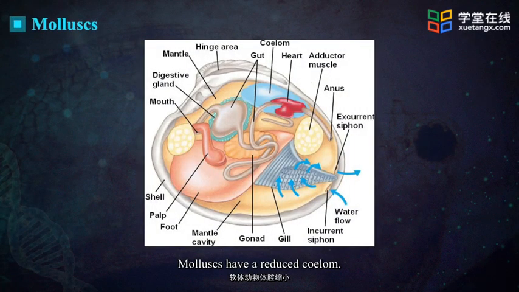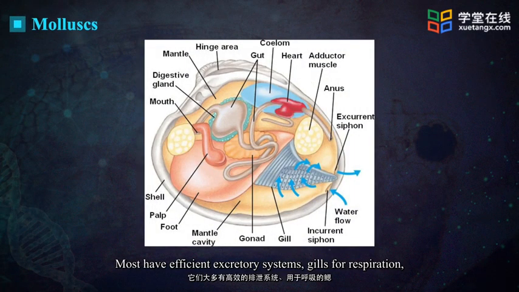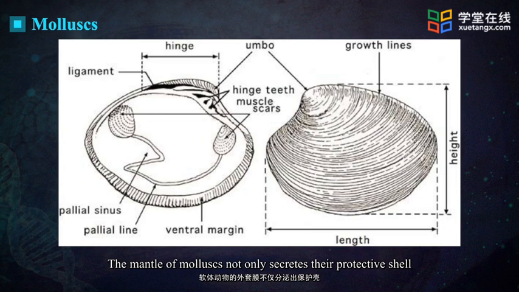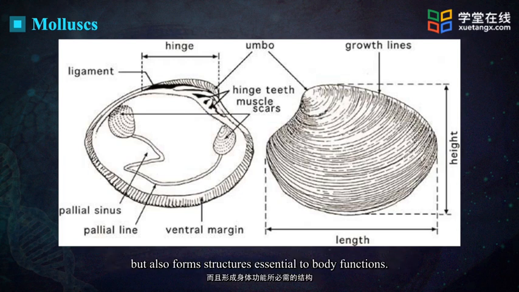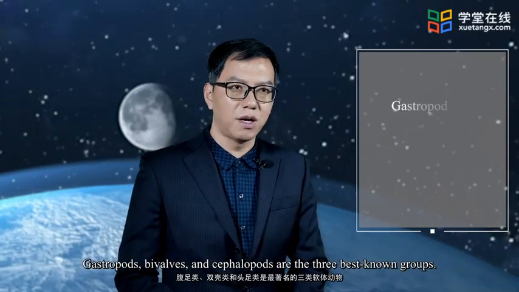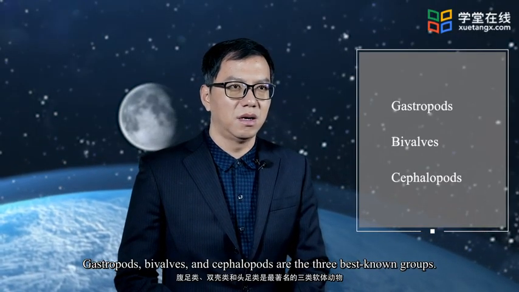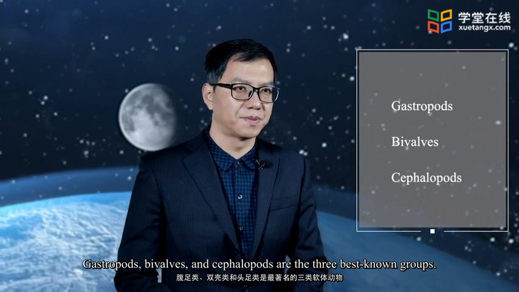Mollusks have a reduced coelom. Most have efficient excretory systems, gills for respiration, and a rasping structure, the radula, for gathering food. The mantle of mollusks not only secretes their protective shell, but also forms structures essential to body functions. Gastropods, bivalves, and cephalopods are the three best-known groups.